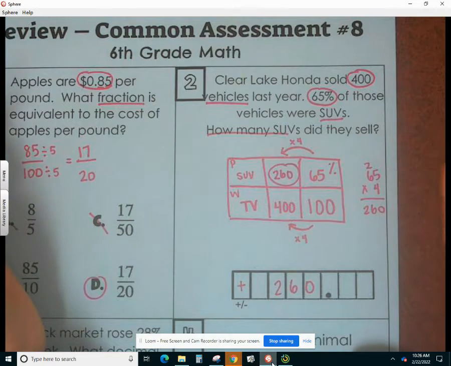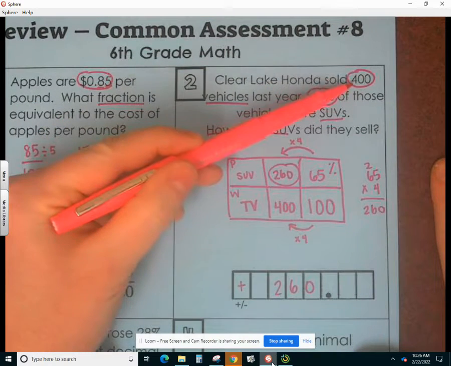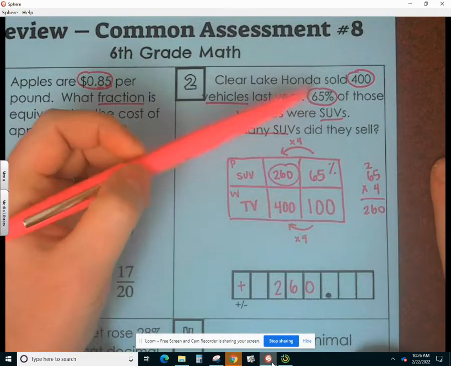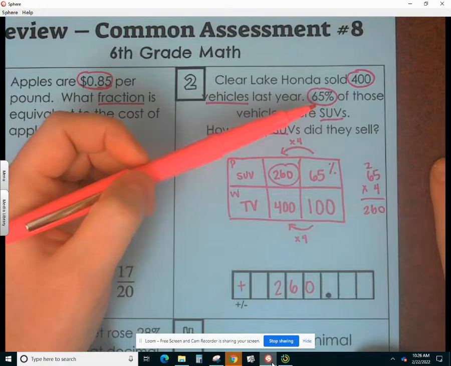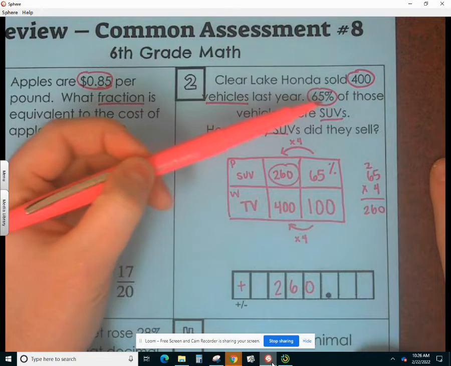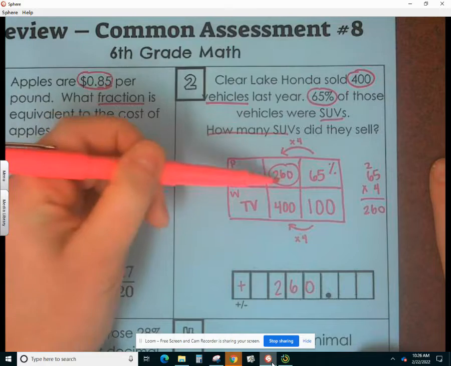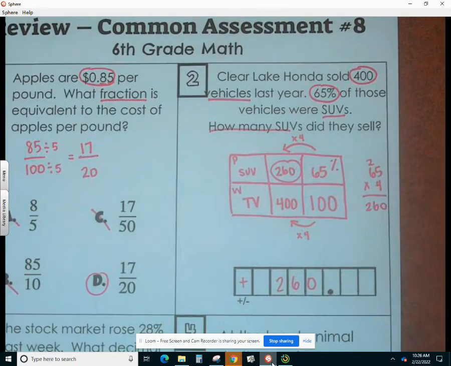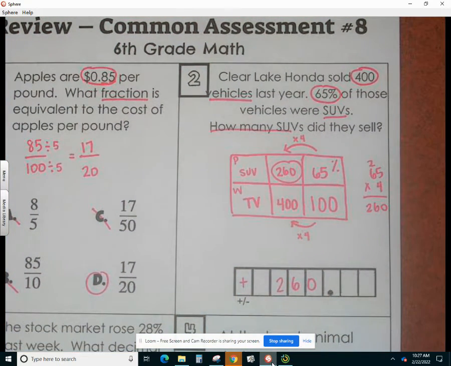Remember to check and make sure your answer makes sense. So half of 400 is 200. So if it was 50%, it would be 200. But this is more than 50%, so it should be more than 200, which it is. But if we had gotten an answer smaller than 200, we would want to look at that again.